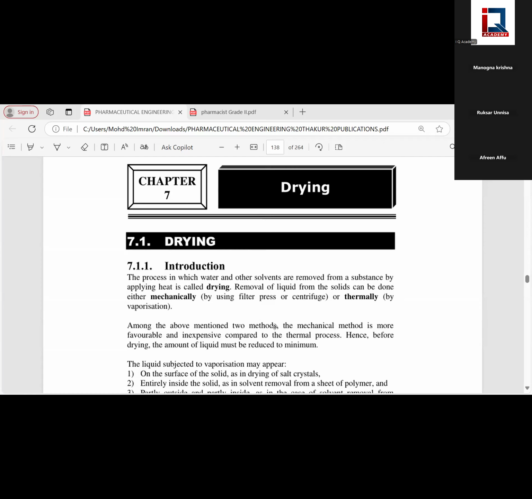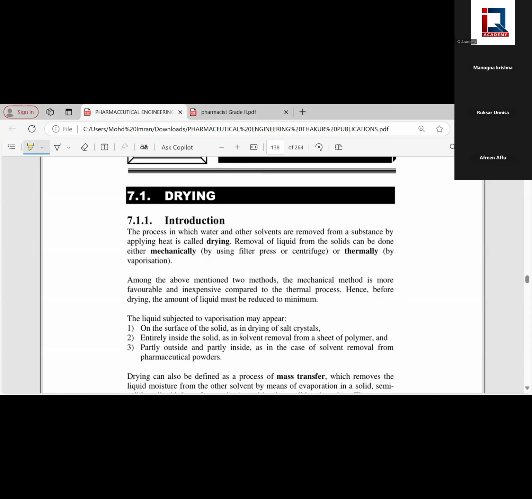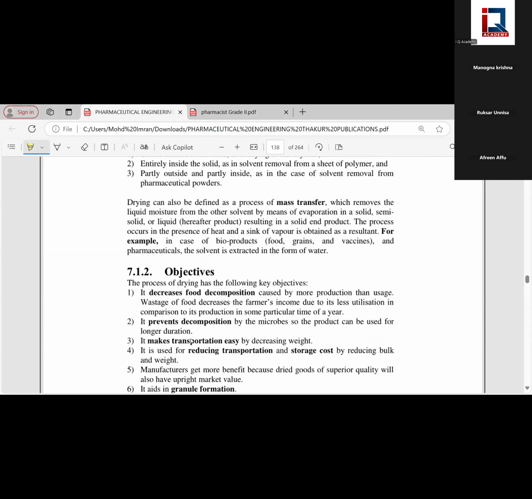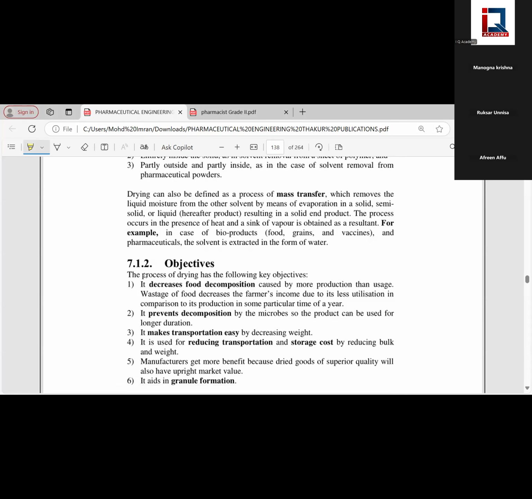The final product of drying will always be a dry, generally free flowing product. And in drying, we generally employ heating as a source. There are a lot of objectives of drying, and a lot of factors affecting drying. First, let's focus on the objectives of drying.